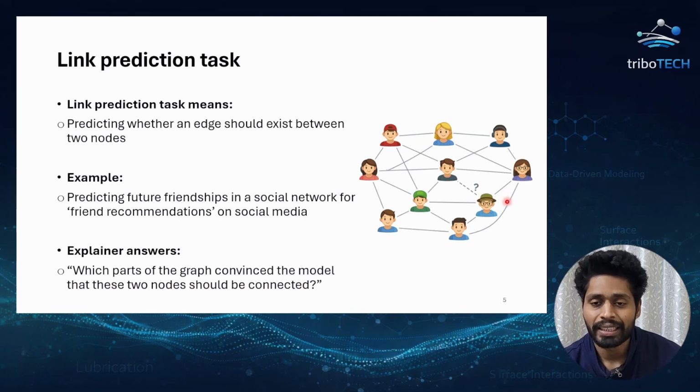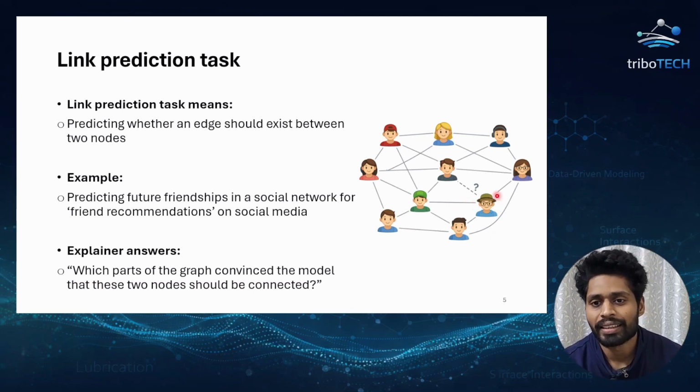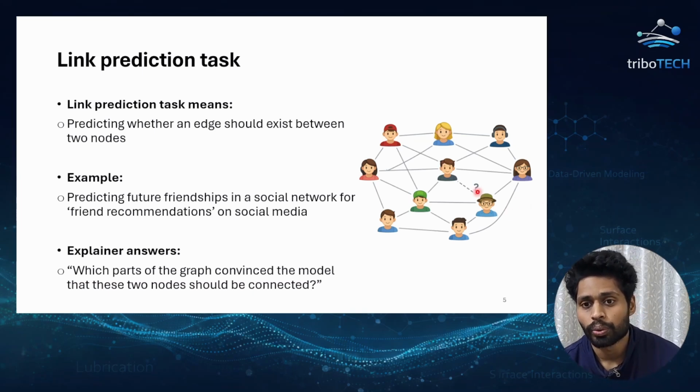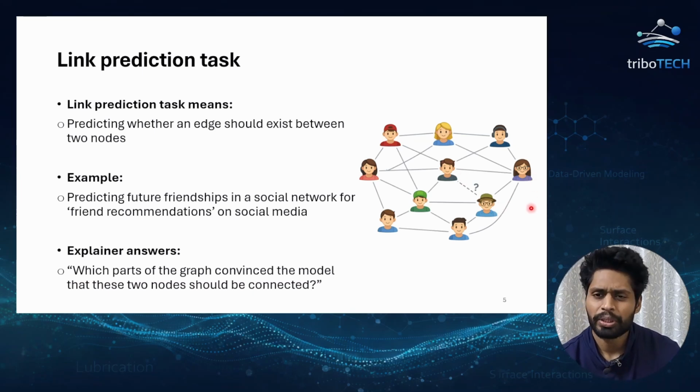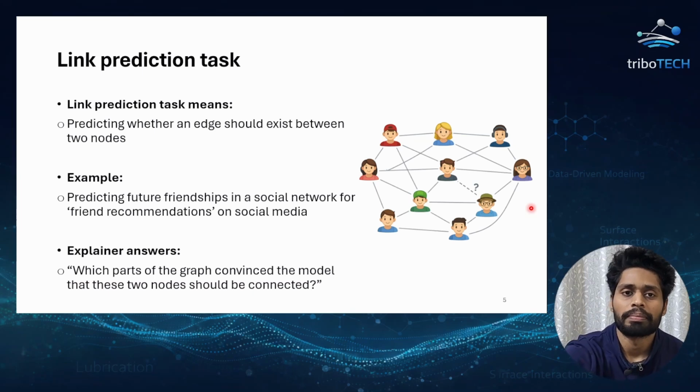Now, the role of explainer in this kind of graph machine learning problem is again to look for which parts of the graph convince the model then that these nodes should be connected or not. For example, the model predicts that yes, there is a possibility of future friendship between these two users. So the role of explainer in this case would be to identify whether it is because of, say, this mutual friend, this mutual relationship of theirs, or maybe due to some other part of the graph. So this is the role of an explainer in a link prediction graph machine learning problem.